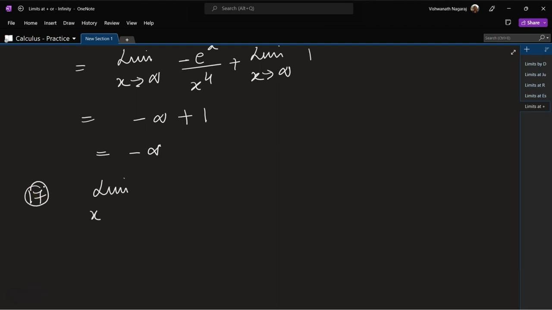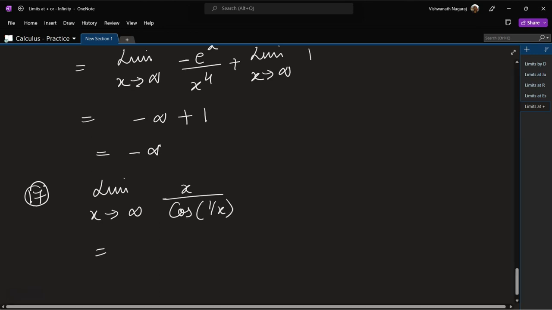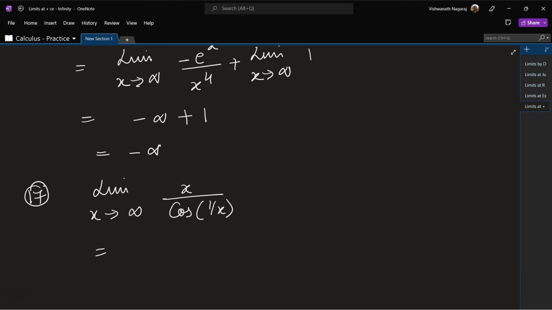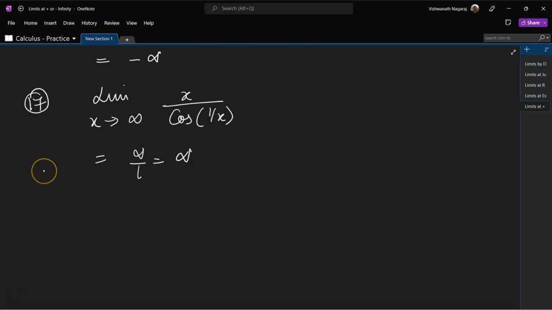Limit as x approaches infinity of x by cos of 1 by x. So now what happens here? 1 by x goes to infinity. So 1 by infinity, it will be 0. Cos 0 is 1. So infinity by 1, which is infinity.